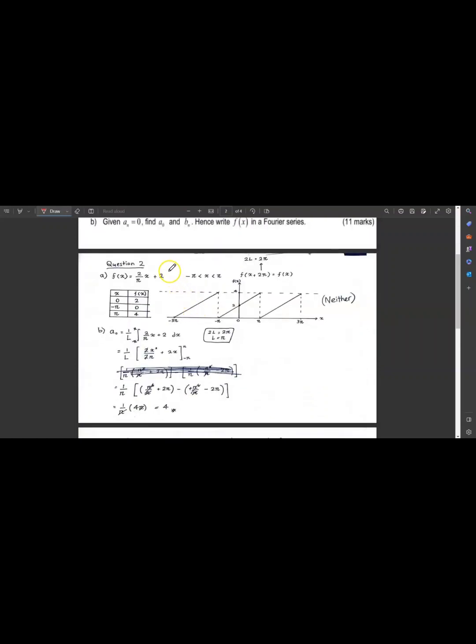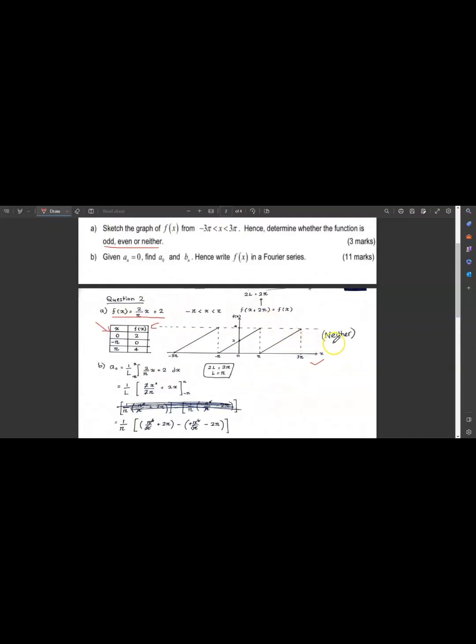So to solve question A, you need to use the equation given and put in x equal to 0, negative pi and pi for the x value, and you will get the f(x). And from the table, you can sketch the graph. And by the look of this graph, we can say that it is neither odd nor even.